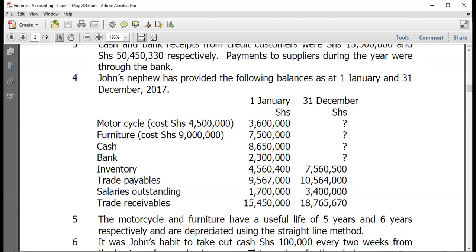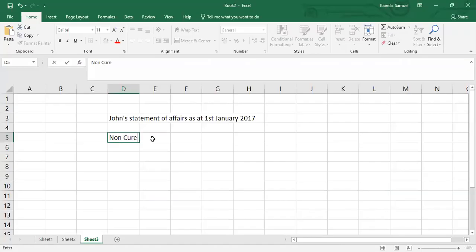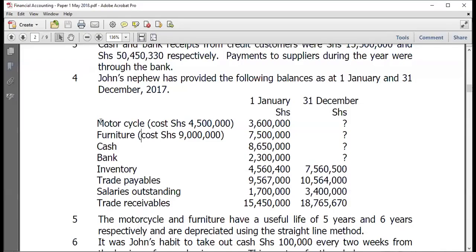So I'm just going to pick, as you can see, I've been given the motorcycle, furniture and all that. I'm just going to start on the other side. So what I'll do, just come here and say non-current assets, just like the way a balance sheet would look, we're starting with our non-current assets. We have furniture and motor vehicle right there.